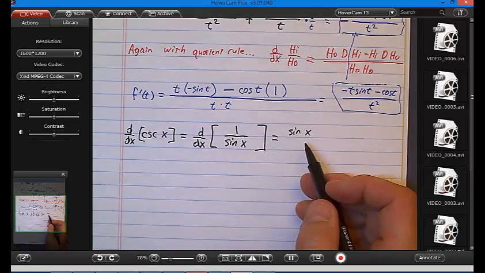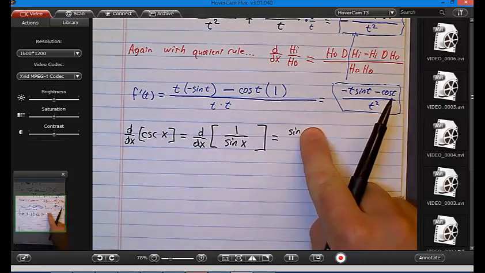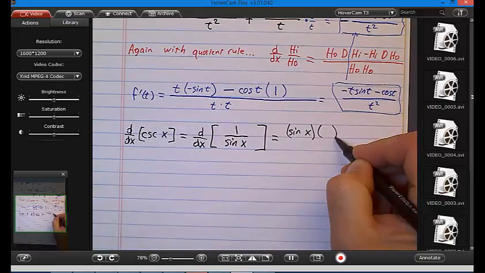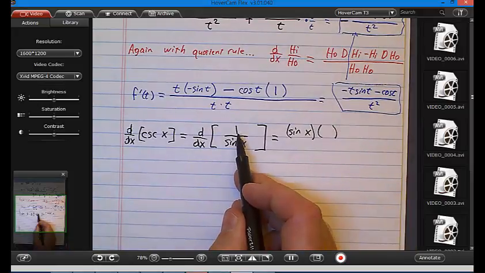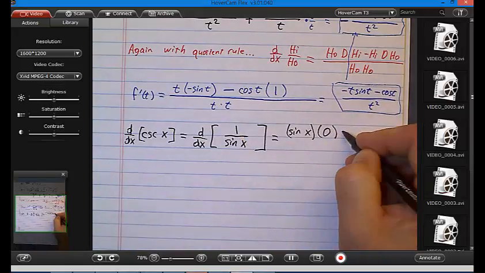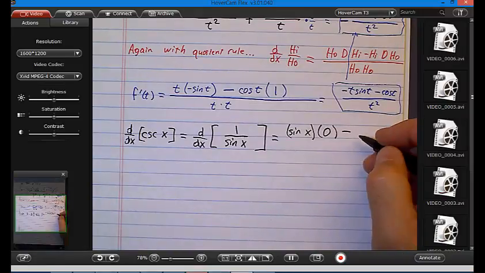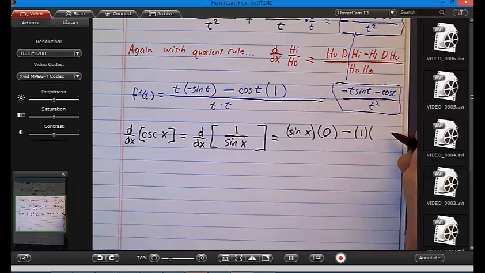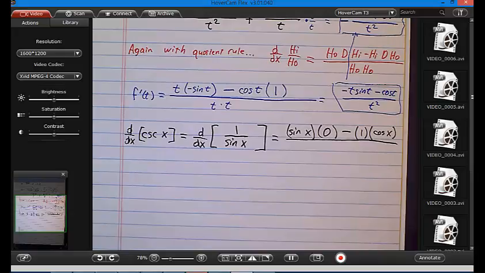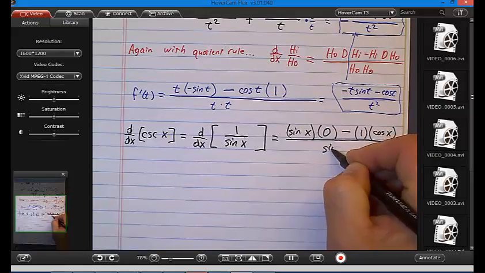Minus hi d ho. So we're going to write 1 times what? Cosine of x. All over ho ho. What will we write? We can write that as sine squared of x. That's right. So if you told me the derivative of cosecant is negative cosine x over sine of x times sine of x, or if you wrote sine squared x, either one, you'd be correct.